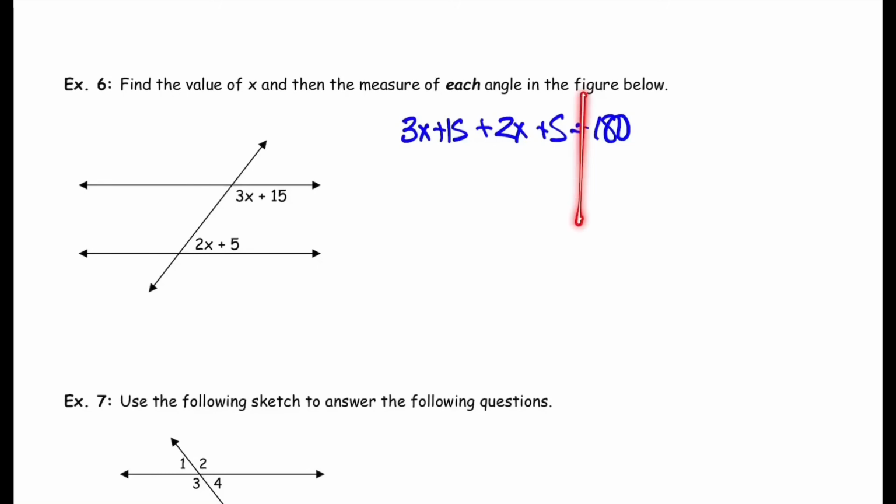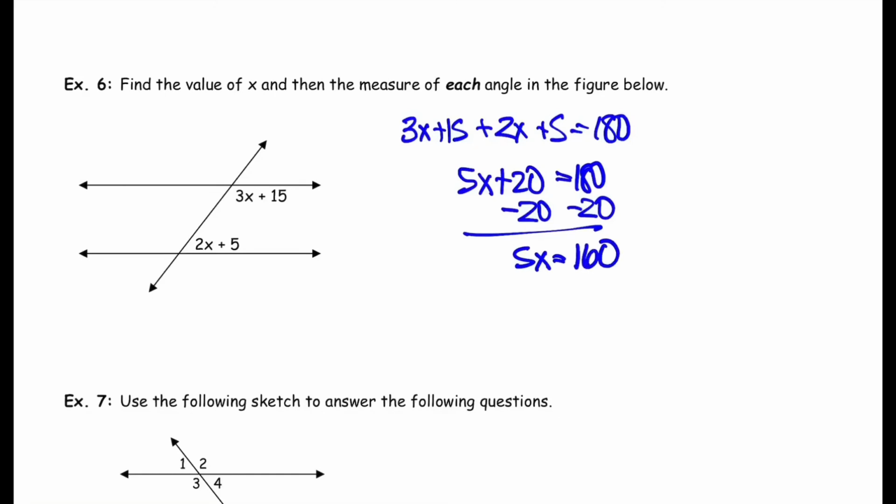Notice all this stuff is on the same side of the equal sign, so I'm going to combine like terms. I'm going to combine 3x and 2x. That's going to give me a 5x. I'm going to combine 15 and 5, and that's going to be a 20. So I've got 5x plus 20 equals 180. Subtract 20 from both sides. 5x equals 160. Divide by 5. Probably want a calculator here. That's going to give me 32. So I want to circle this because it says find the value of x. That was part of the direction. So got that.